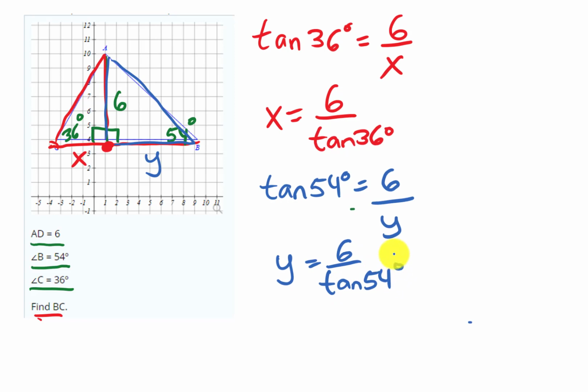So now I'm going to grab my calculator, and side BC is going to be those two added together. I make sure I'm in degrees, and then I'm putting in 6 divided by tangent of 54, and then plus 6 divided by tangent of 36. I guess I did y plus x. Doesn't matter because they commute.